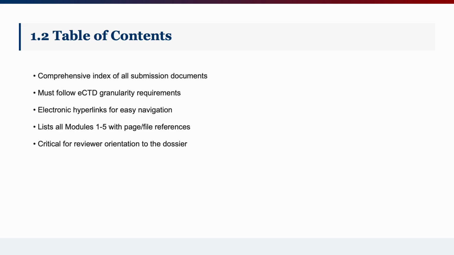The TOC should cover all 5 modules of the CTD. Even though Module 1 is region-specific, the TOC provides an overview of the entire submission. This helps reviewers understand the scope of what you've submitted and plan their review accordingly. I've seen submissions where the TOC was poorly organized or out of sync with the actual documents. This creates frustration for reviewers and can delay your review. Invest the time to get this right, and update it whenever you make amendments to ensure it stays accurate.